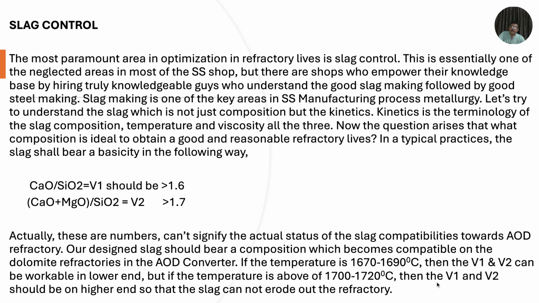Actually, these numbers cannot signify the actual status of the slag's compatibility towards the AOD refractory. Our designed slag shall bear a composition which becomes compatible with the dolomite refractories in the AOD converter. If the temperature is 1670 to 1690 degrees C, then V1 and V2 can be workable at the lower end. But if the temperature is above 1700 to 1720 degrees centigrade, then V1 and V2 should be on the higher end so that the slag cannot erode the refractory.